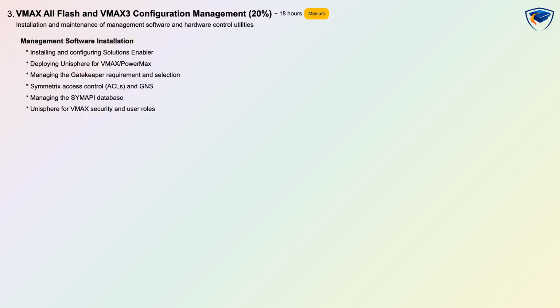VMAX All-Flash and VMAX 3 configuration management is 20%, medium difficulty with about 18 hours of study and a mix of conceptual and scenario-based assessment. The focus is on installing and maintaining management software and hardware control utilities such as Solutions Enabler and Unisphere for VMAX and PowerMax. You will learn gatekeeper selection and requirements, Symmetrix access control and GNS, managing the SYMAPI database, and setting up Unisphere security and user roles to support secure operations and troubleshooting.